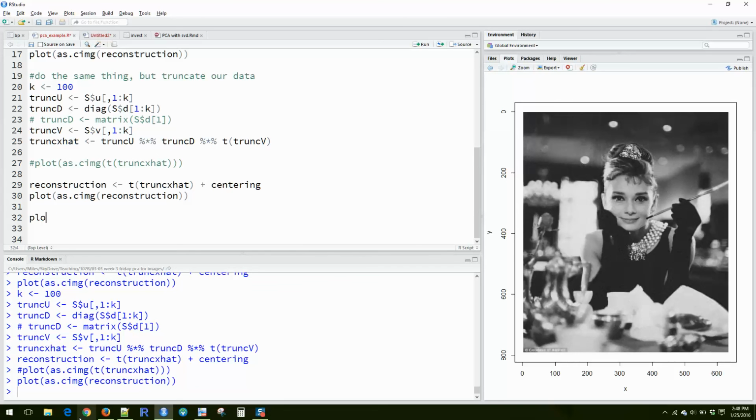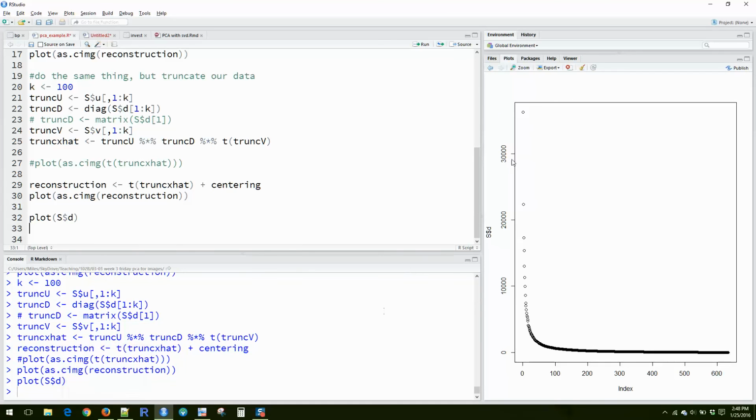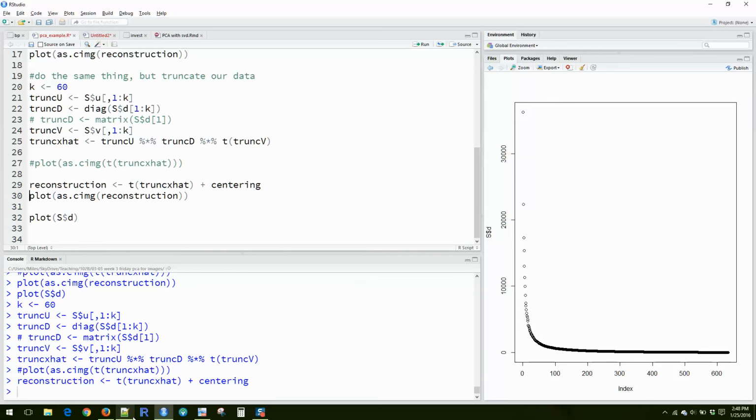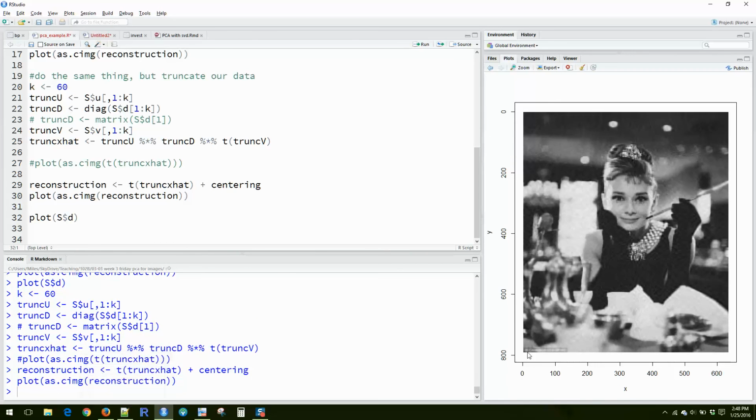Really, the plot of $D shows you how much of the information you are losing. You're not losing a whole lot by reducing it to a factor of 1/6, even to a factor of 1/10 when you're using just 60. You're losing some information, yes, definitely. We're not going to deny that that's happening, but maybe for the sake of analysis, it's worth this trade-off.